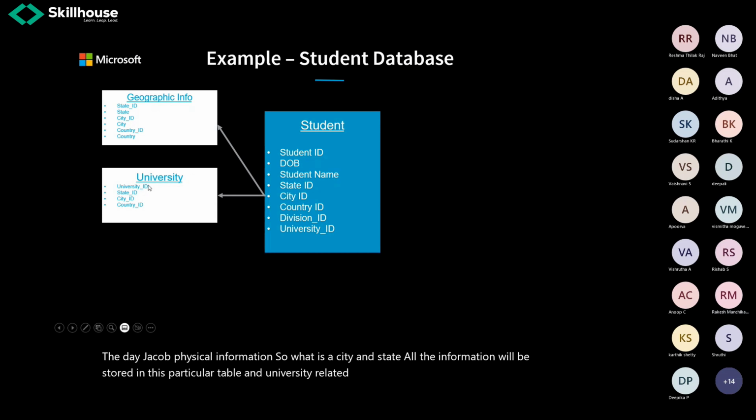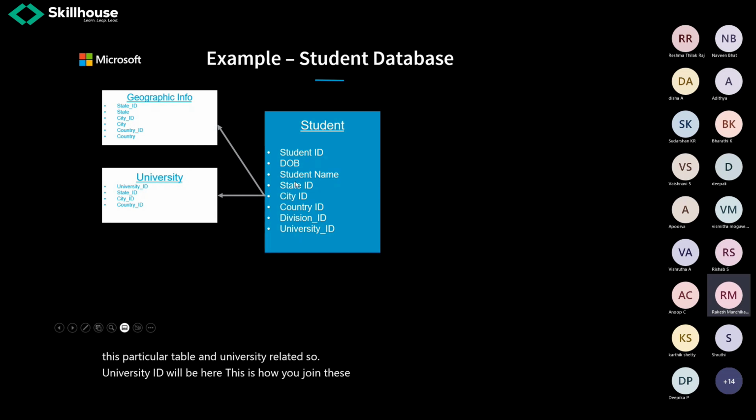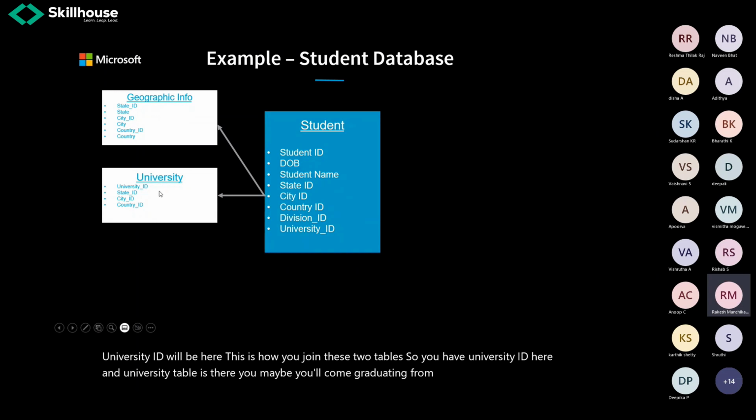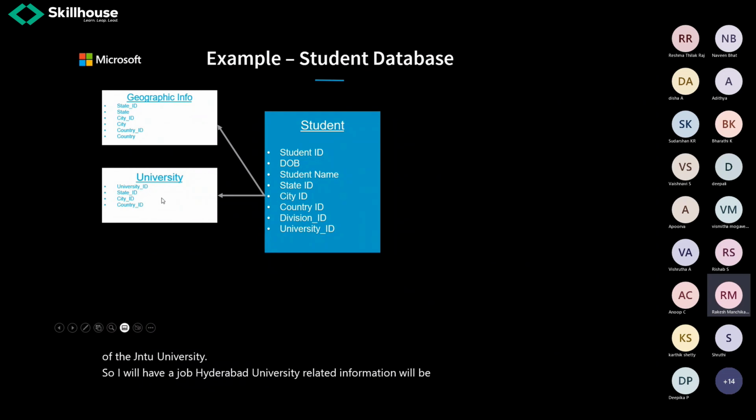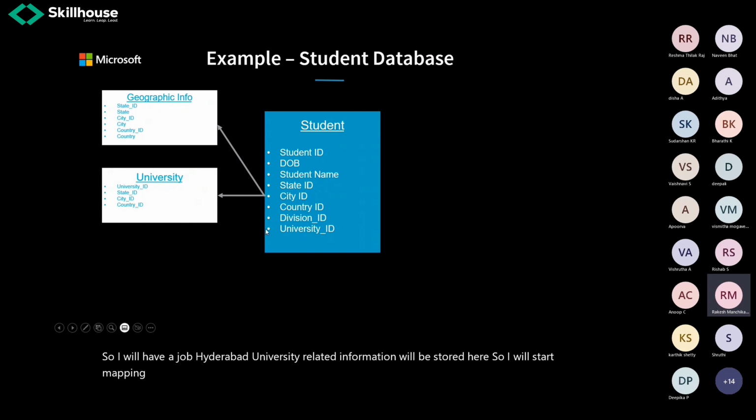And university related information: the university ID will be here. This is how you join these two tables. You have university ID here and the university table is there. Maybe you're graduating from Mangalore local university, so you will have your university ID mapped here, and the same for each student. Let's say my name is Rakesh. I will provide all my information like date of birth, state, city, country. And if I say university ID is some Hyderabad University, one of the JNT Universities, then Hyderabad University related information will be stored here. So I will start mapping these two with the help of this key.